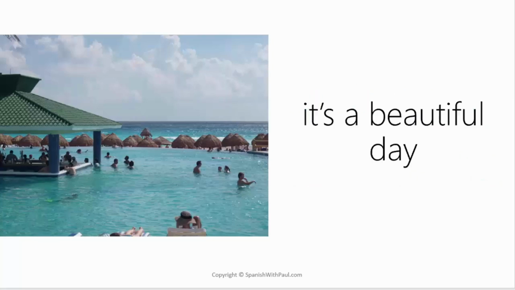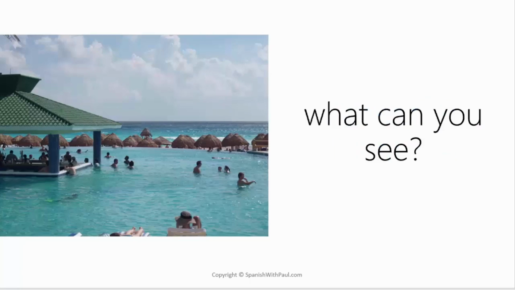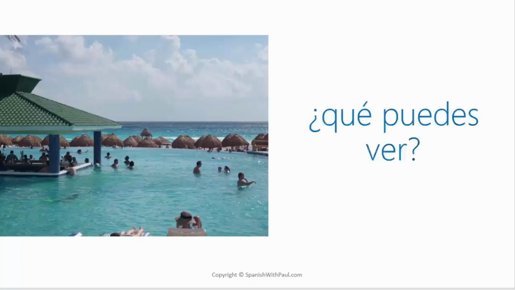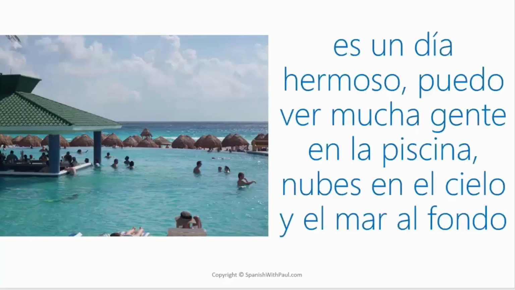How would you say, it's a beautiful day? Es un día hermoso. Once again, what can you see? ¿Qué puedes ver? It's a beautiful day. I can see a lot of people in the pool, clouds in the sky, and the sea in the background. Es un día hermoso. Puedo ver mucha gente en la piscina, nubes en el cielo y el mar al fondo.